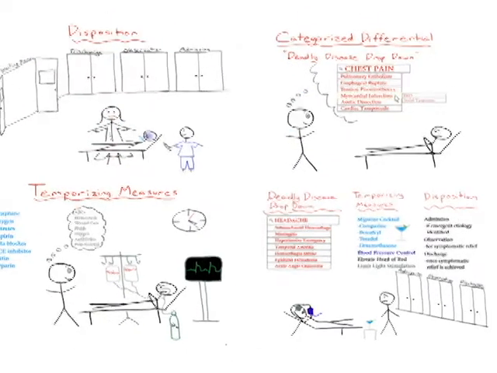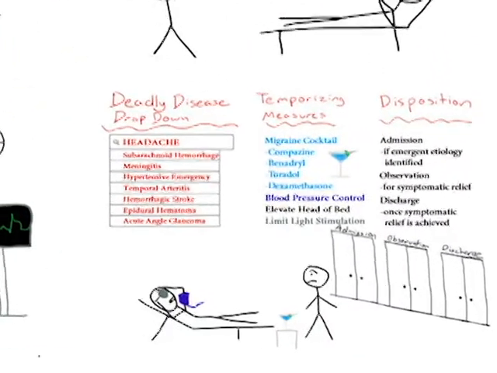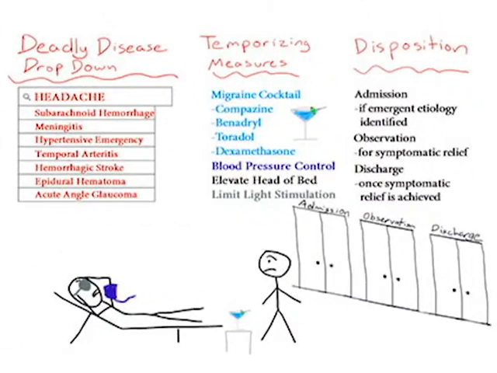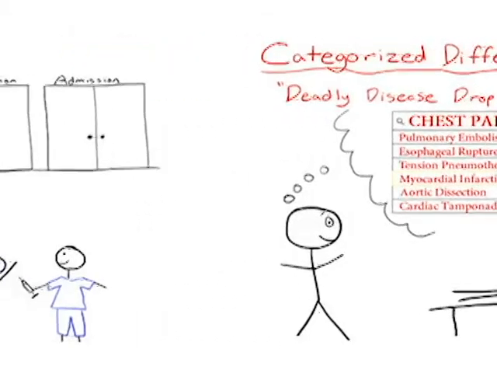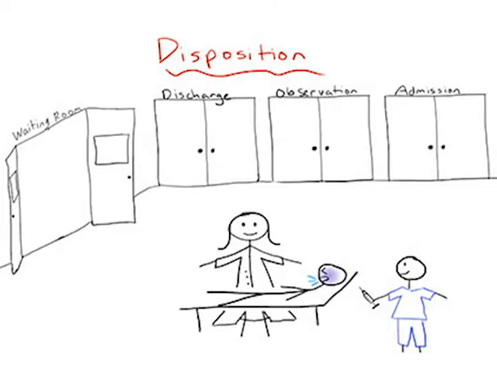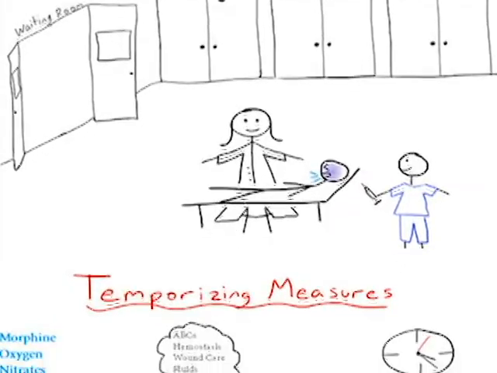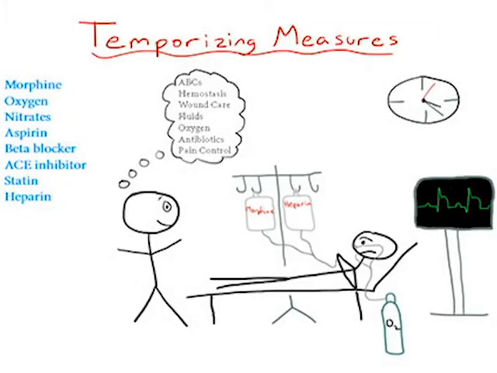To summarize, emergency medicine is a fast-paced, high-turnover service that will challenge you to learn to think on your feet as a third-year medical student. Remember to work on developing a deadly disease drop-down for the most common chief complaints, which utilizes patient categorization via acuity. Practice assigning dispositions to all the patients you see on this rotation in order to develop your skill in determining the level of care that patients ultimately require. And finally, always consider a thorough set of temporizing measures to treat the patient's immediate problems while he or she is under your care.